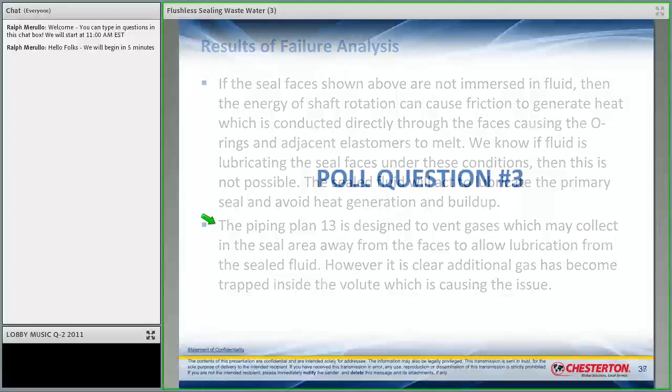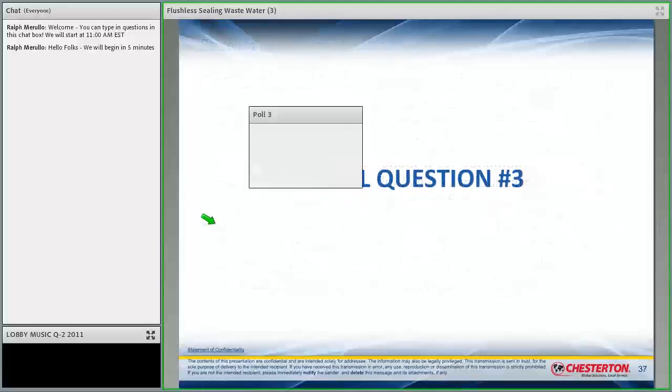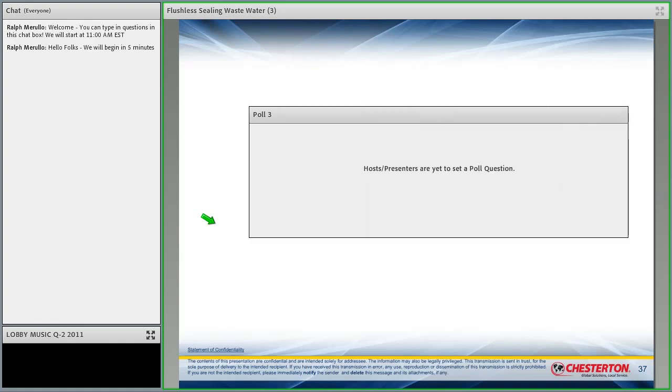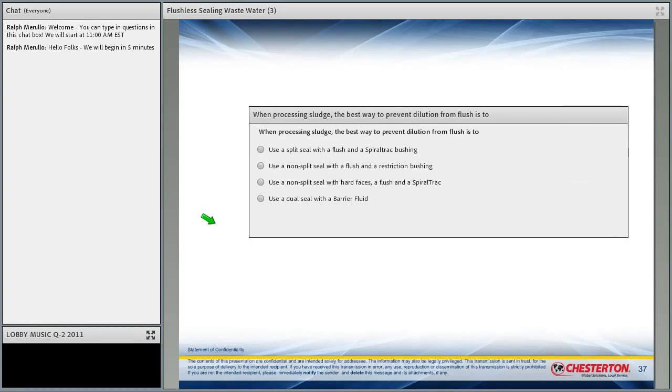Let's see here. Oh, we've got poll question number 3. When processing sludge, the best way to prevent dilution from flush is to: use a split seal with a flush and a spiral track bushing; use a non-split seal with a flush and a restriction bushing; use a non-split seal with hard faces and a flush and a spiral track; or use a dual seal with a barrier fluid. We will broadcast the results once the majority of you answer the question.